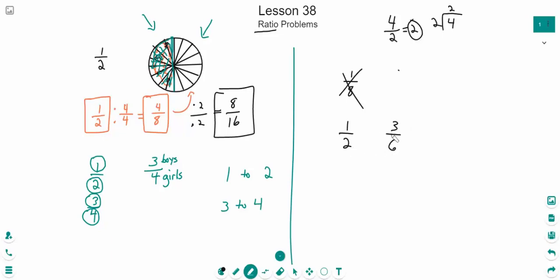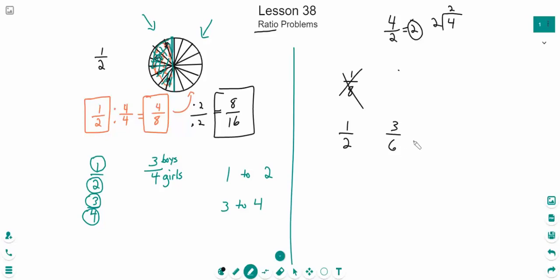If I were to reduce this 3/6, you could do that in your head and recognize that 3/6 is the same thing as 1/2. So they are equivalent fractions. But let's just pretend for the sake of the argument that you didn't recognize that. You didn't recognize that these were equivalent fractions, and you're trying to figure it out without reducing.